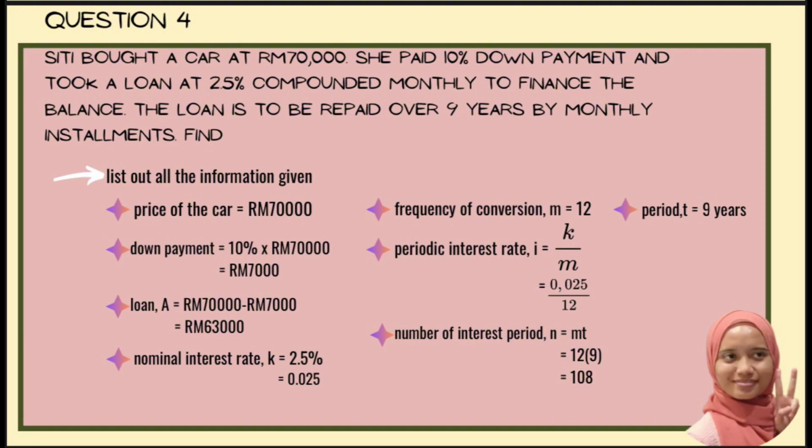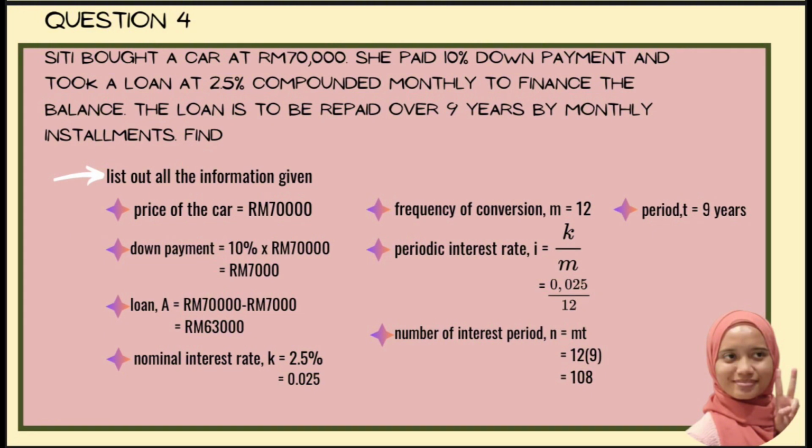First, after we have understood the question, we need to list out all the information given so that it will be easy for us to answer the following questions. We will read the question first. Siti bought a car at 70,000. She paid 10% down payment and took a loan at 2.5% compounded monthly to finance the balance. The loan is to be repaid over 9 years by monthly installment.